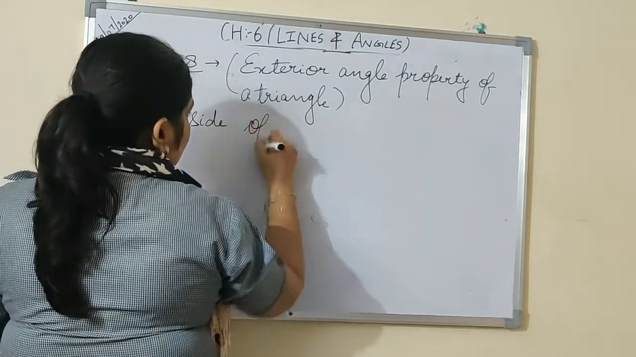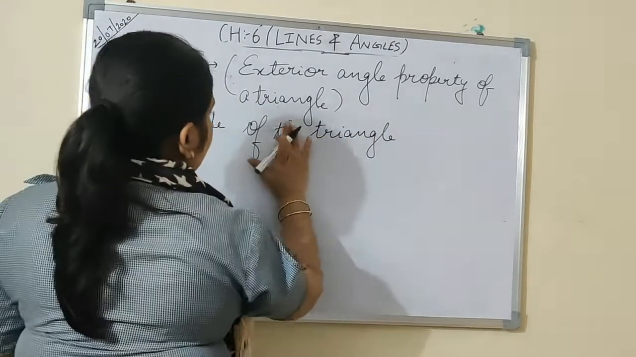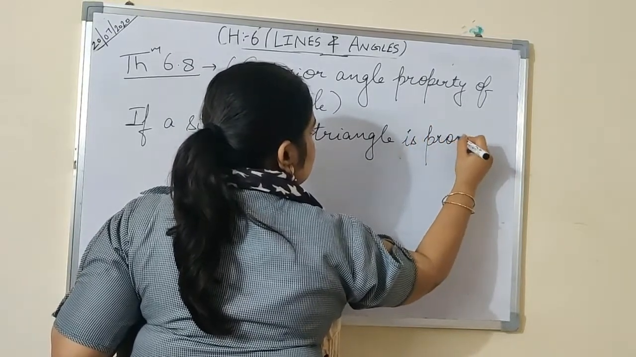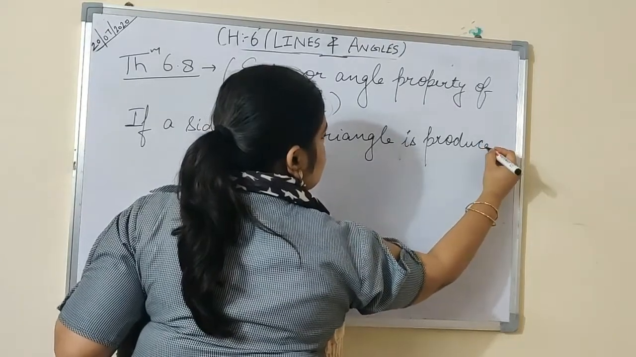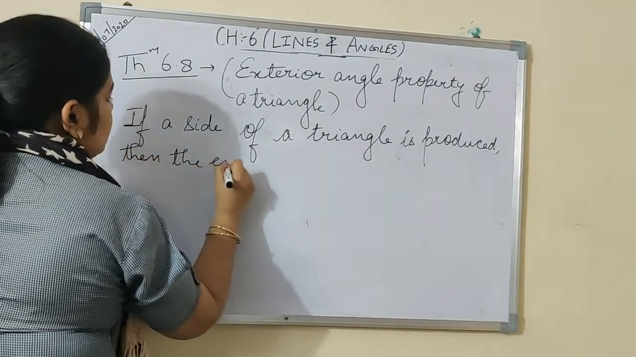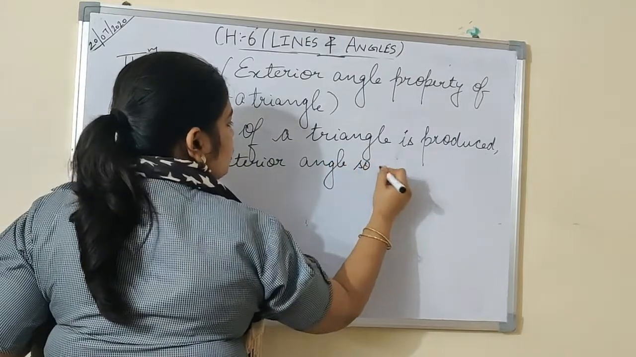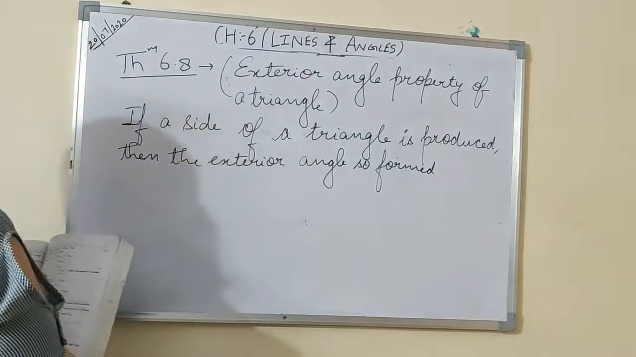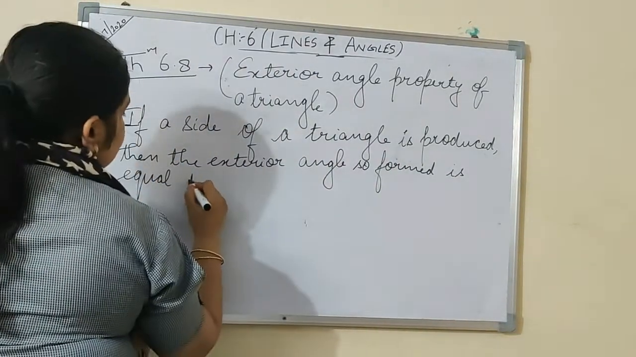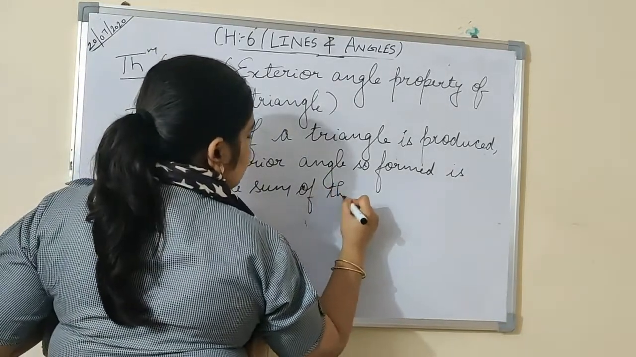If a side of a triangle is produced, then the exterior angle so formed is equal to the sum of the two interior angles.